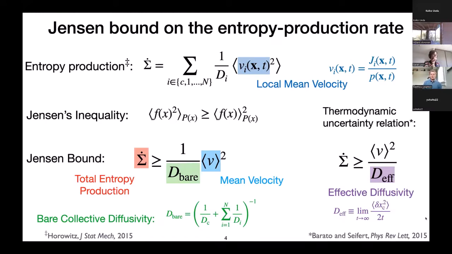or indeed any number of these components. And what's really cool here is that the Jensen bound and the thermodynamic uncertainty relation give you two lower bounds on the entropy production of this system that have similar forms, but in fact, either one can be tighter in different circumstances. So even for a single Brownian particle in a tilted washboard potential, either the bare collective diffusivity or the effective diffusivity can be larger, making either of these bounds tighter.